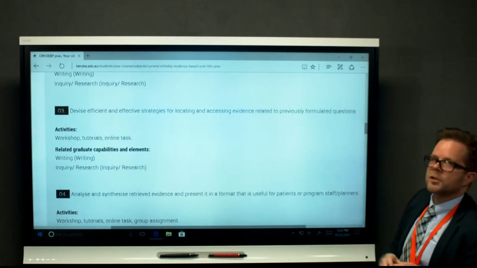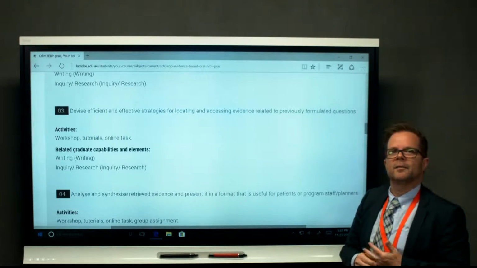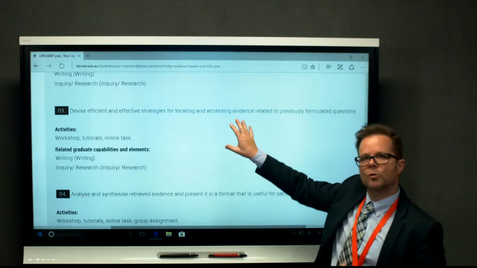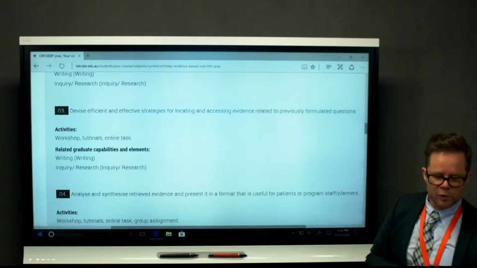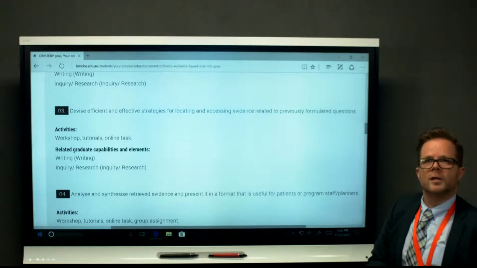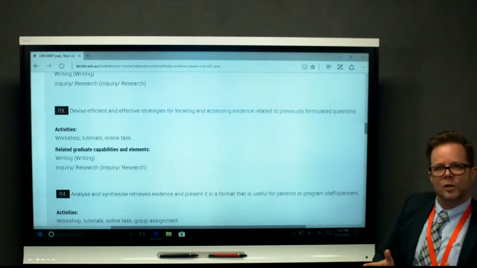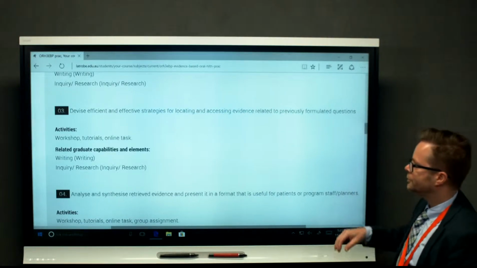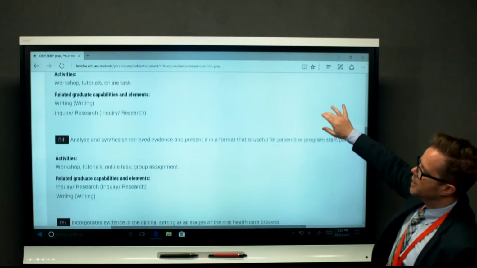The third is to devise efficient and effective strategies for locating and accessing evidence related to those questions that you previously asked. So again, we'll be drawing down on the skills that we've learned around searching and retrieving information that's useful to us. And you would have done a lot of this in research methods, and hopefully you've also applied these searching for information and retrieval of information skills to your assignments. So that will be something that you will refine in this subject.